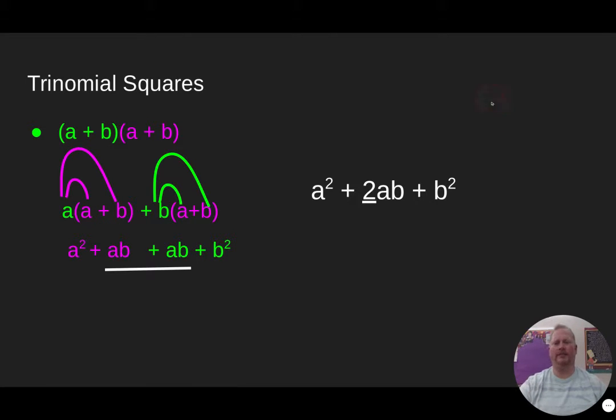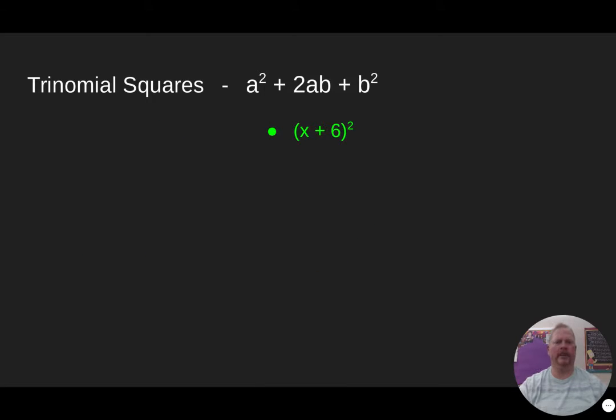So what this says is, if I've got a plus b times itself, I have to square the a term at the beginning, square the b term at the end, and in the middle, I just multiply my a and my b term and then double it up. So let's do an example of that without just letters. Let's do x plus 6 squared.